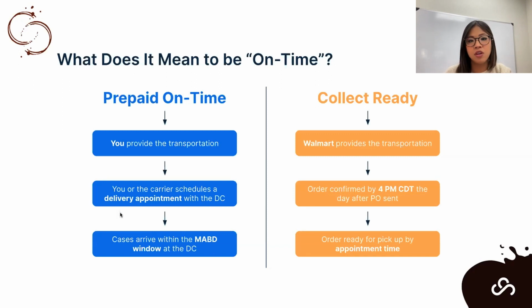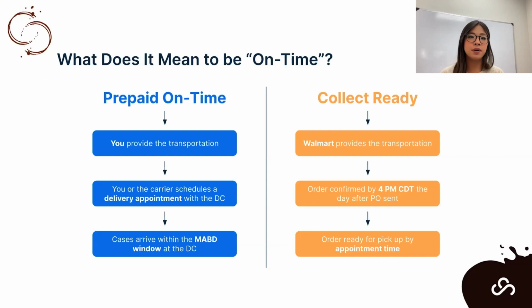So every PO that you get, depending on if you're LTL, FTL, live unload, drop trailer, whichever department it's in, is going to determine an MABD, or must arrive by date, window, and you need to make sure as a prepaid supplier that you are delivering within that window. So the expectations for prepaid suppliers are that you're scheduling the delivery appointment within the window and you are delivering within the window. So it's really important to know what the window is depending on your PO type. And again, we've got resources on that if that would be helpful for you. And then on the other side is collect suppliers. This is when Walmart provides the transportation.